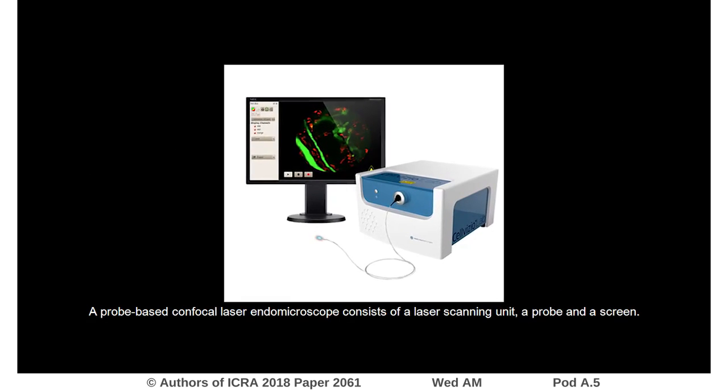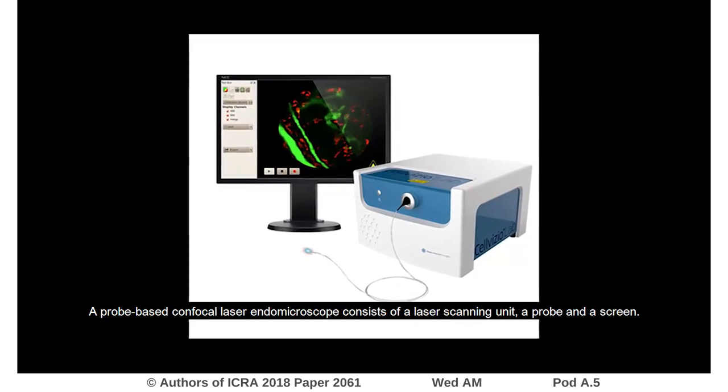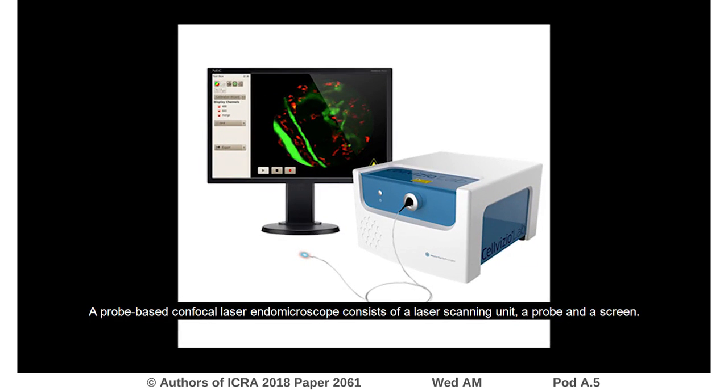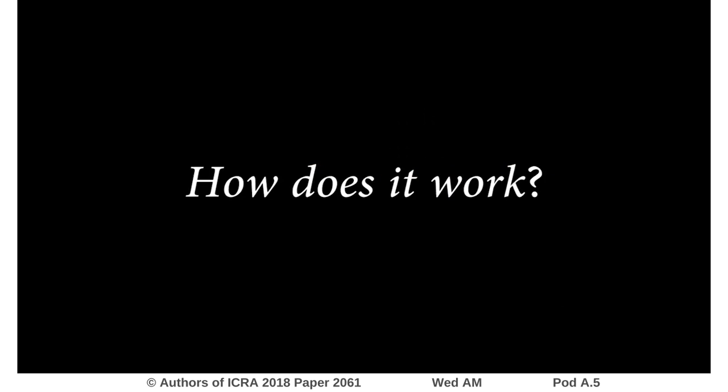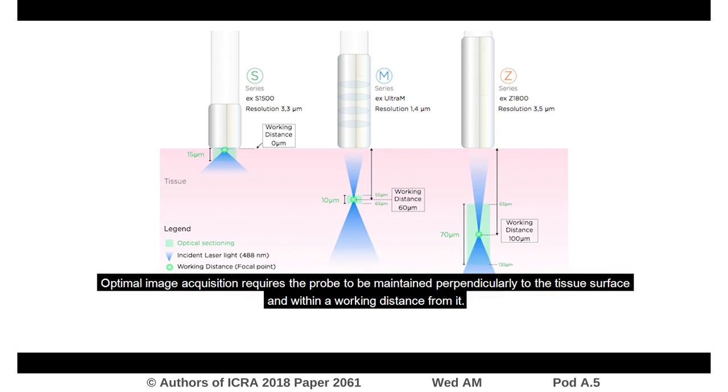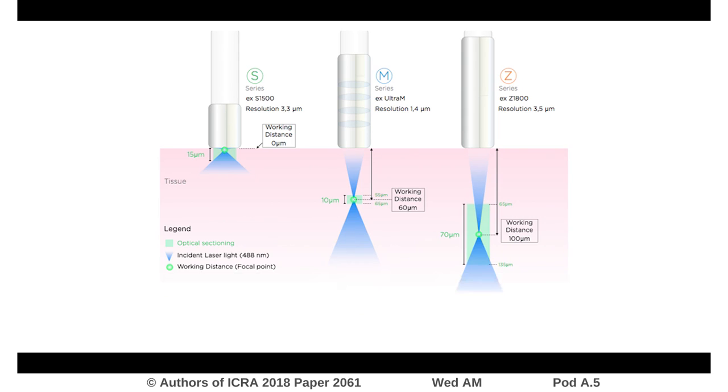A probe-based confocal laser endomicroscope consists of a laser scanning unit, a probe, and a screen. The probe comprises a miniature flexible bundle of fibers, and is connected to the laser scanning unit. Optimal image acquisition requires the probe to be maintained perpendicularly to the tissue surface, and within a working distance from it.